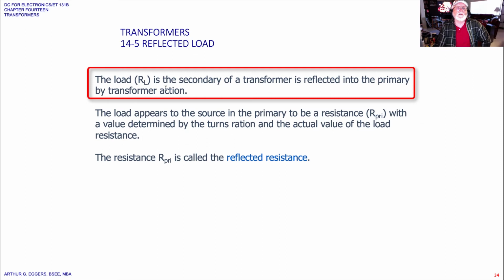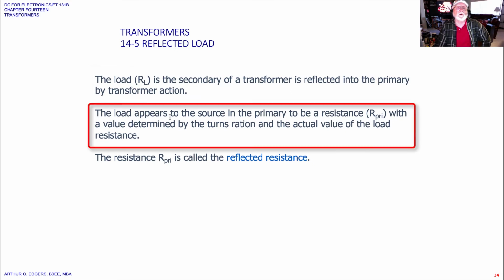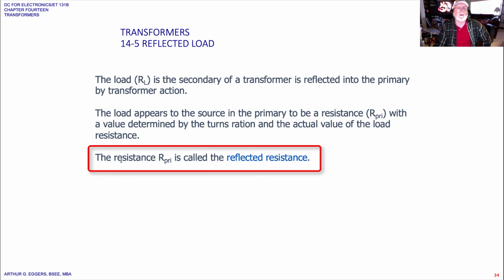The load, R sub L, is the secondary of a transformer as reflected into the primary by transformer action. The load appears to the source in the primary to be a resistive R primary, with a value determined by the turns ratio and the actual value of the load resistance. We're going to call this resistance the reflected resistance.